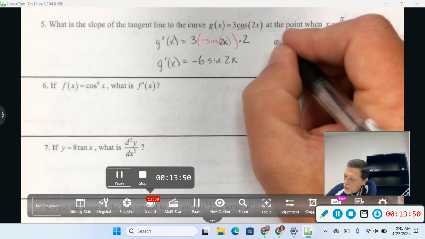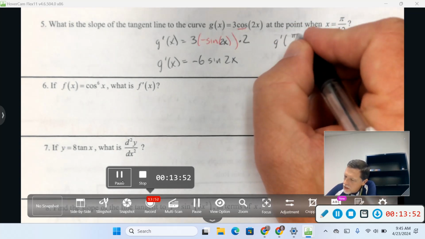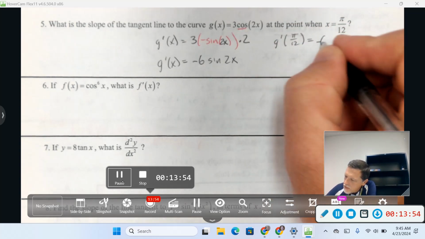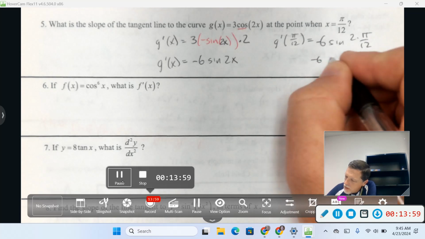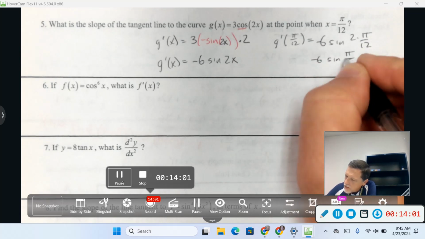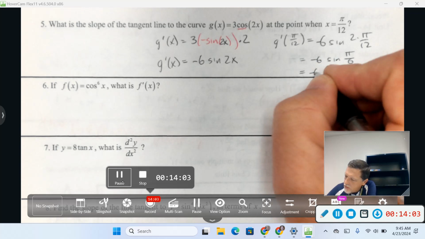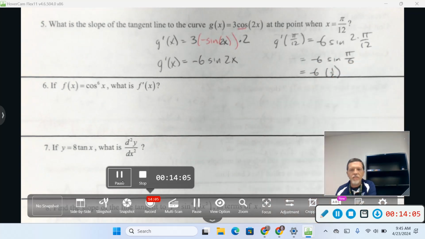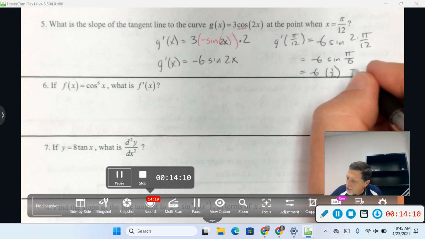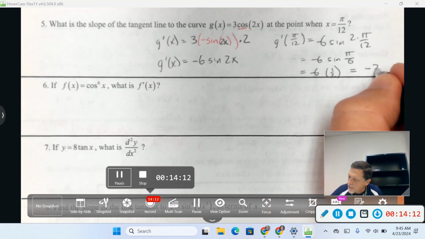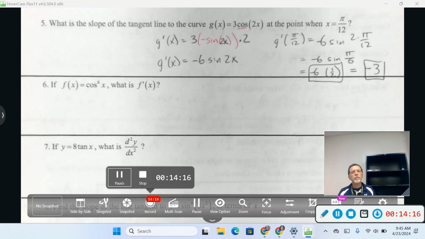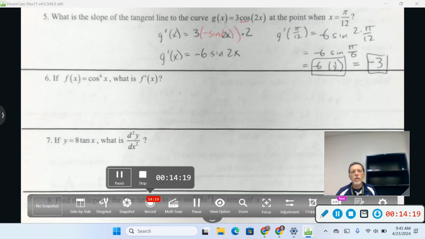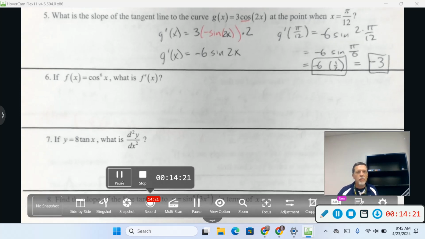And then at pi over 12, negative 6 sine of 2 times pi over 12. Let's see, the sine of pi over 6 is 1/2. And then you could stop there. I'd say safe stop. Hopefully you know what half of negative 6 is. But this would be an okay answer. Outside in, one step at a time.